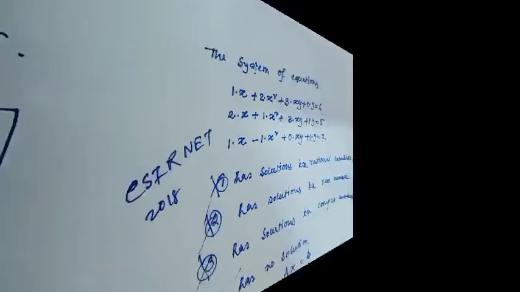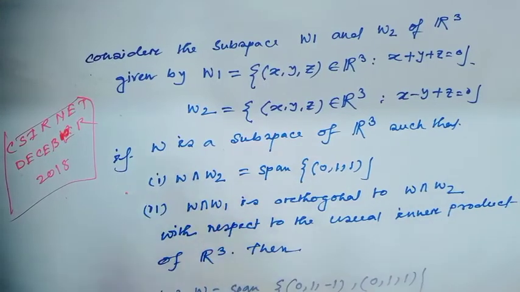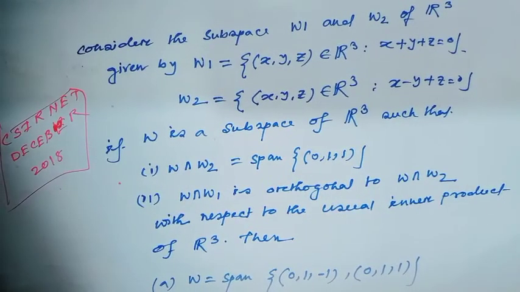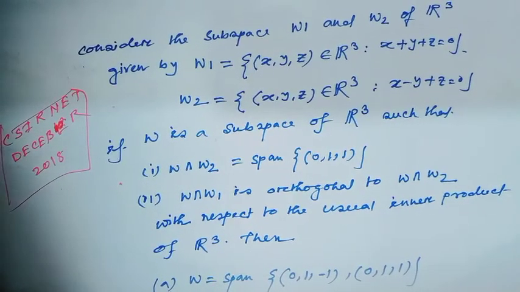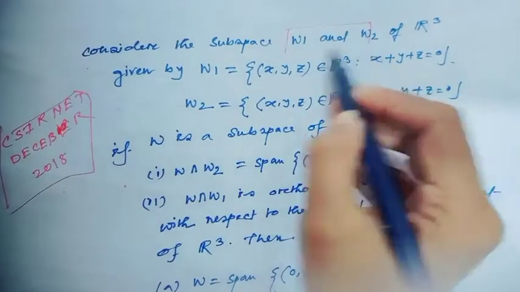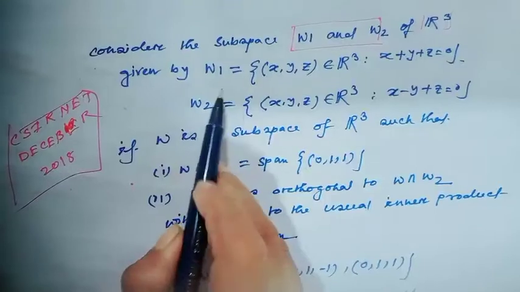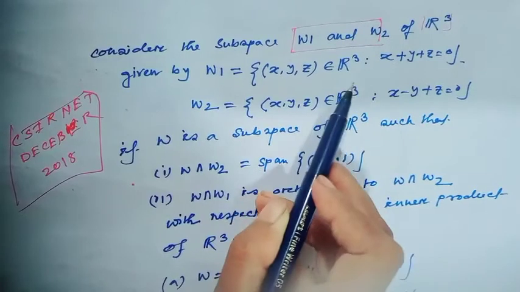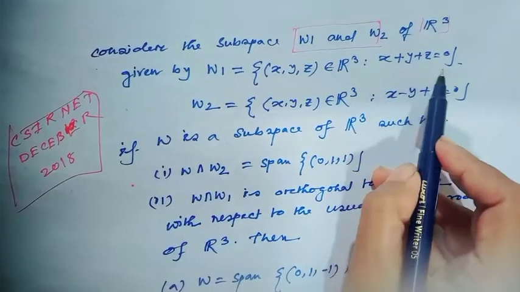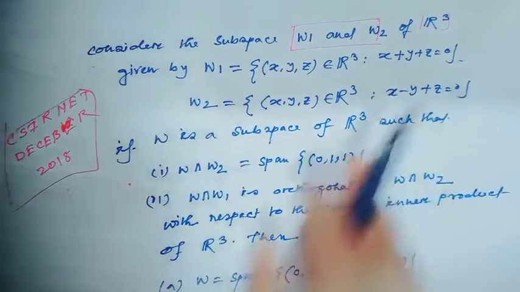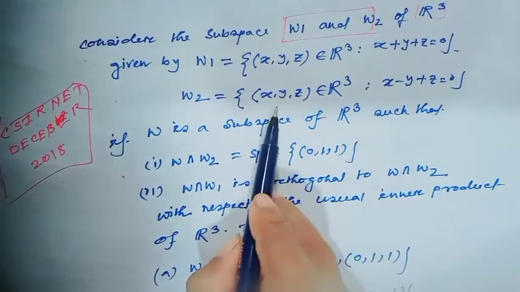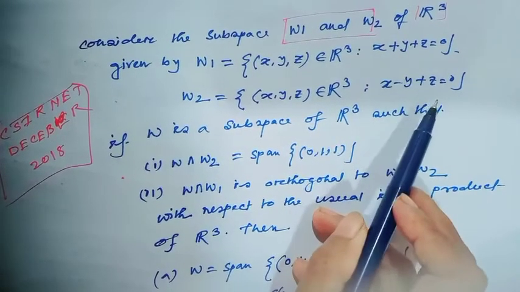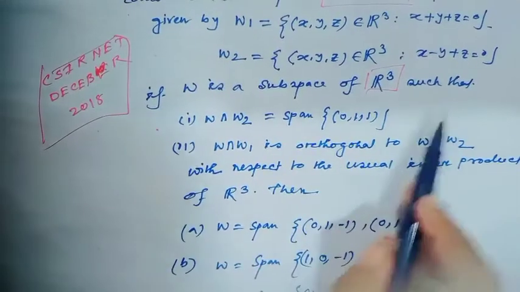Have you understood? We will see one question which came in the CSIR NET December 2018 exam. The question is: consider two subspaces W1 and W2 of the space R3 given by W1 equal to the set of those elements x, y, z belonging to R3 such that x plus y plus z equal to 0, and W2 equal to the set of those elements x, y, z belonging to R3 such that x minus y plus z equal to 0.